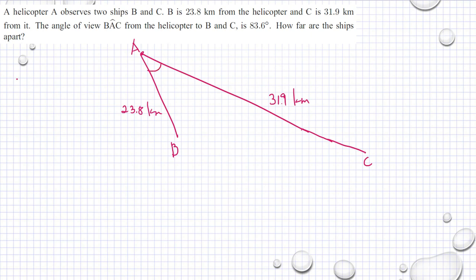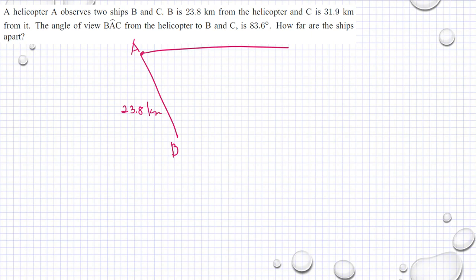The angle of view BAC, this is our A, BAC, this one is 83.6 degrees. It should be a bigger angle, almost 90 degrees. It's too much. Anyway, C. Then this is 83.6 degrees.